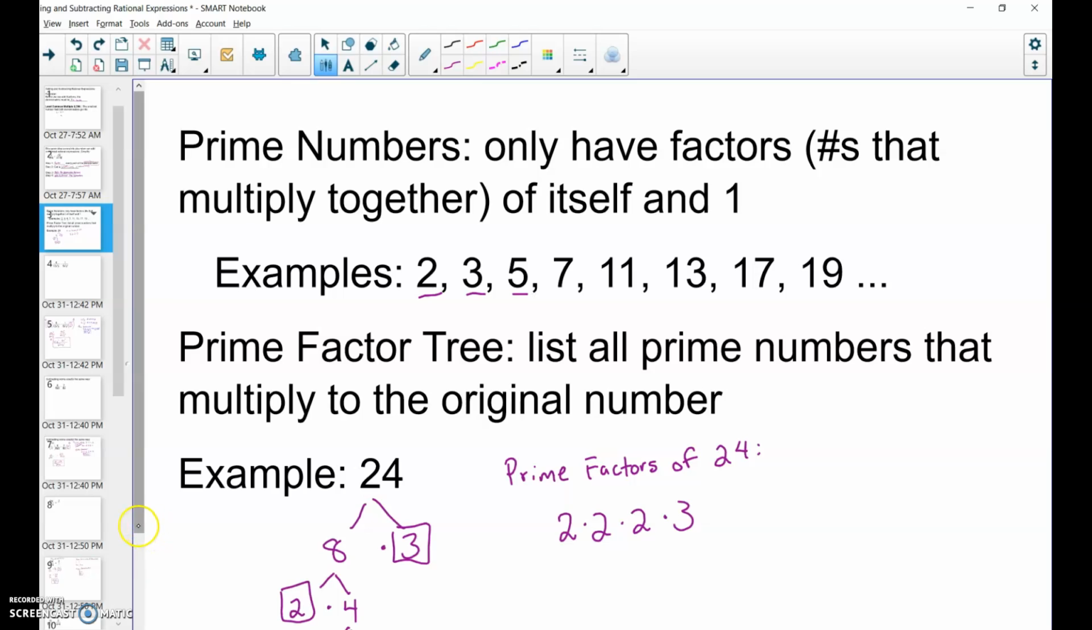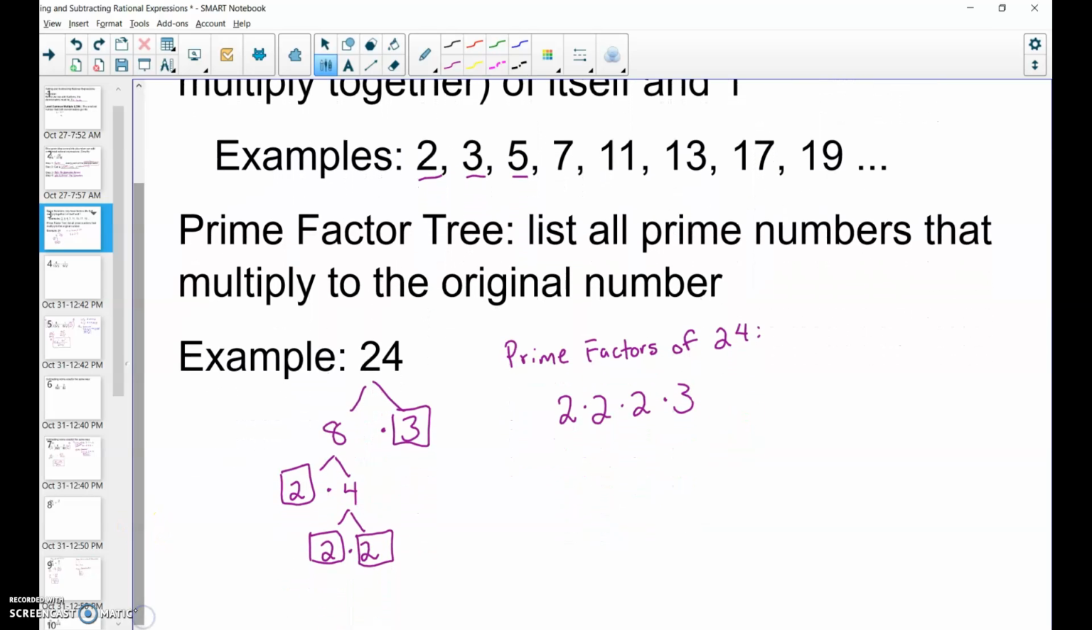So if we have this example, 24, okay, we're going to break it down. 8 times 3 is 24. Okay, there are a couple different ways we could have done that. 3 is a prime factor, so I'm going to put a box around it so that I know it's a prime. 8 is not prime, so I can break that down again. 8 is the same as 2 times 4. Okay, 2 is another prime factor. 4 is not, so I'm going to break that down again. 4 is 2 times 2. So my prime factors then are 2, 2, 2, and 3. If I multiply all those prime numbers together, I get 24.